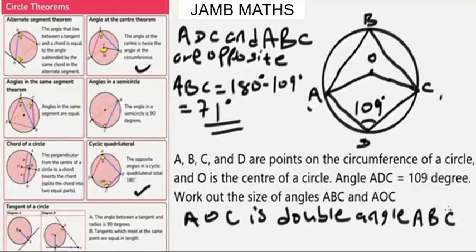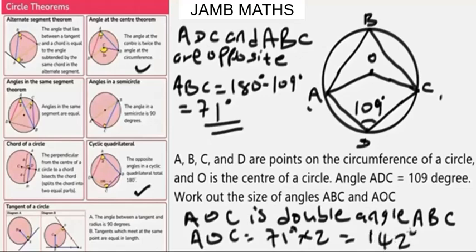Okay, now that we have angle ABC to be 71 degrees, therefore AOC will be 71 degrees times what? 2. Okay, so when you punch in a calculator, you're going to have it to be 142 degrees. Alright, so that will be the answer to this question. It's as simple as that, guys.